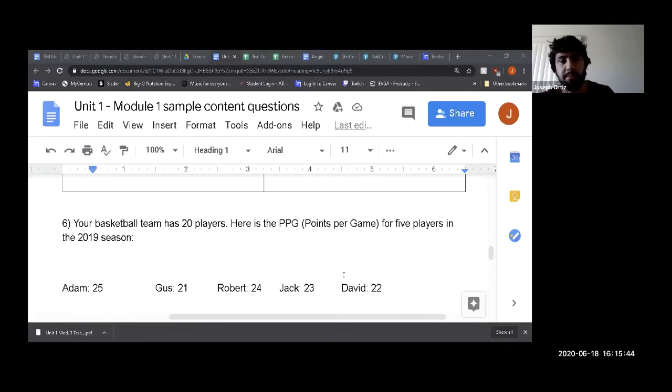Before we find the mean and the standard deviation, is this a population or a sample? I can share it again so we can look at the question. It's a sample, right? Because the entire team is 20 players, but we're only getting 5 of them. So that's the formula that we're going to use. Nice job.